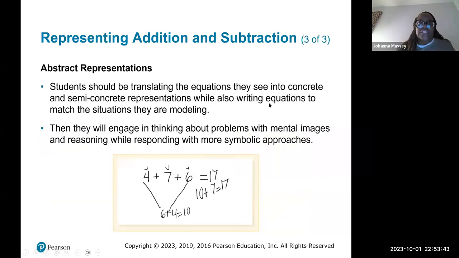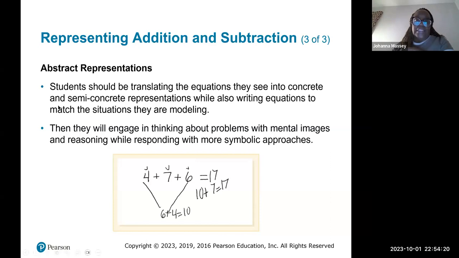Representing addition and subtraction again. Abstract representation. So remember, you go concrete, semi-concrete, or the diagram, and then the abstract. Students should be translating the equation they see into concrete and semi-concrete representations, while also writing equations to match the situations they are modeling. So once I have my concrete, I draw it out, and then from my drawing I write the symbols so I can make those relationships.